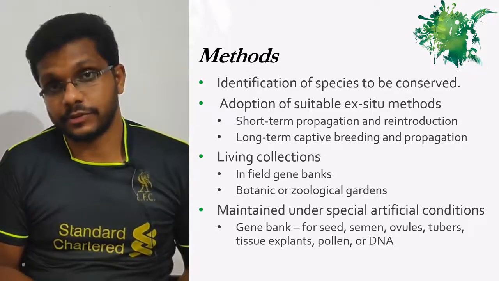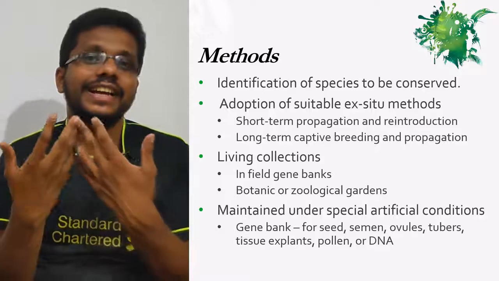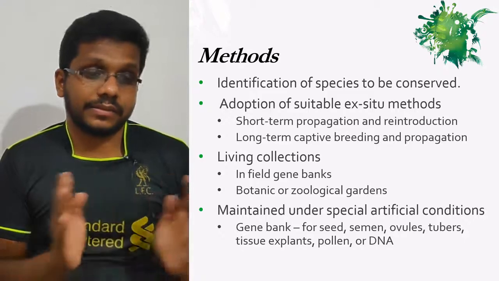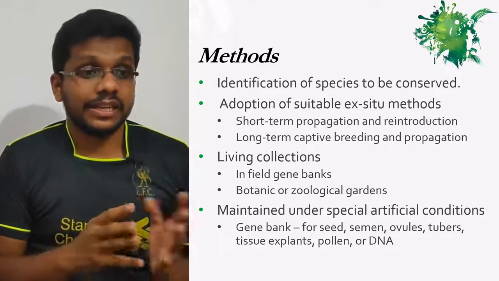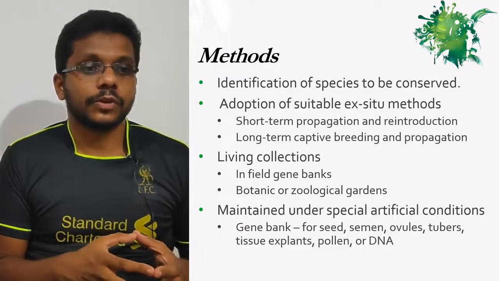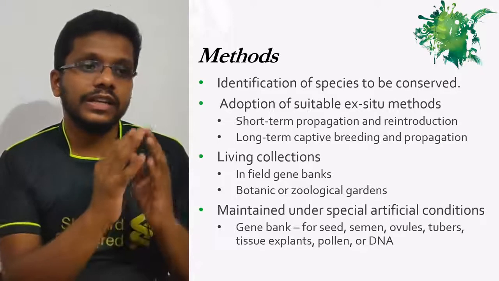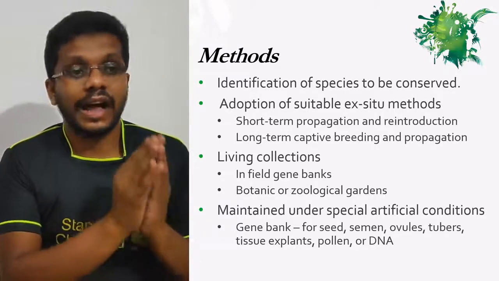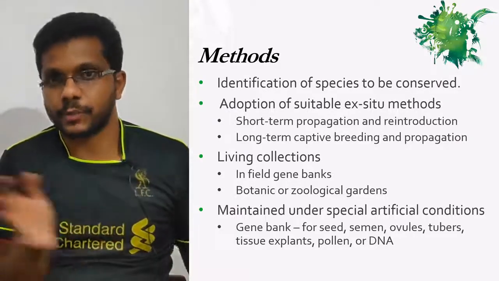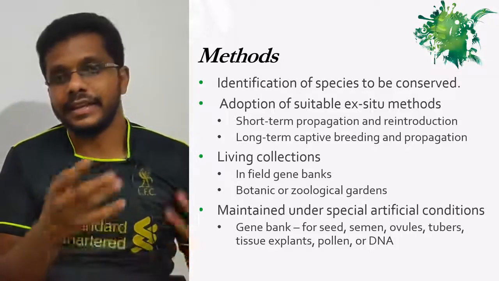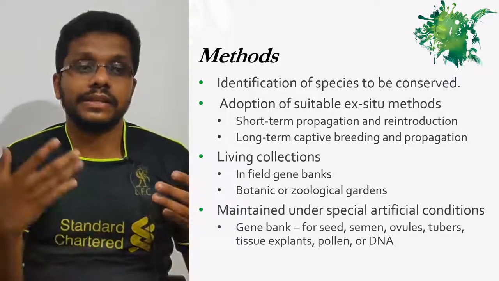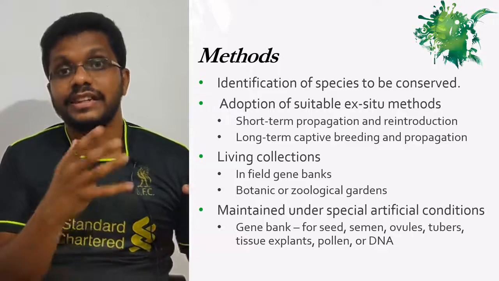captive breeding and propagation. So the organism will get adapted to the ex-situ conditions. These ex-situ methods can be live collections like botanical gardens, zoological gardens or zoos, or in-field gene banks. So ex-situ conservation can be done in the living form, where the organism is living, the tree is planted in a forest or a protected area, or the animal is kept in an area. Either we conserve the organism in its living condition, or we can conserve it in a stored condition.